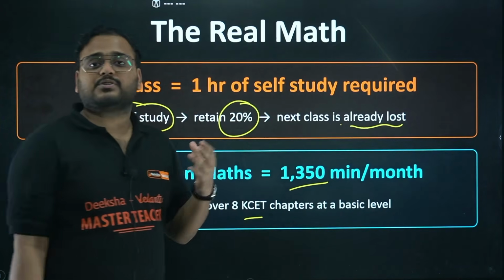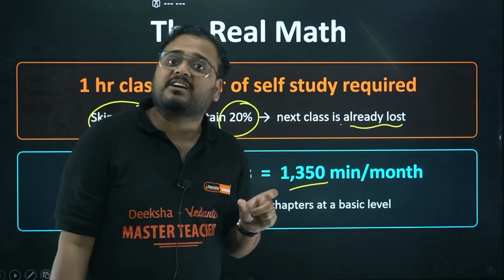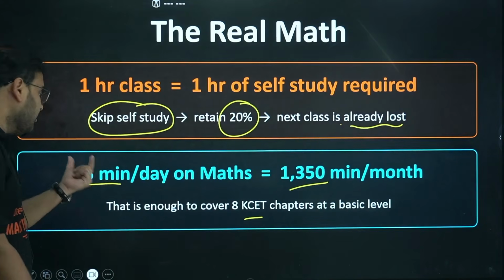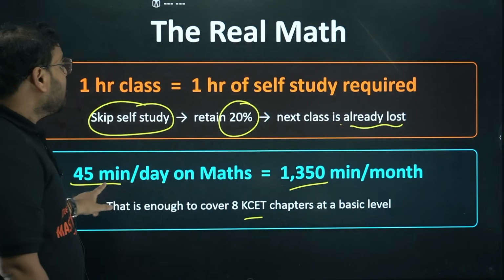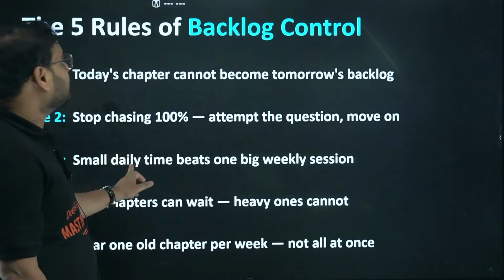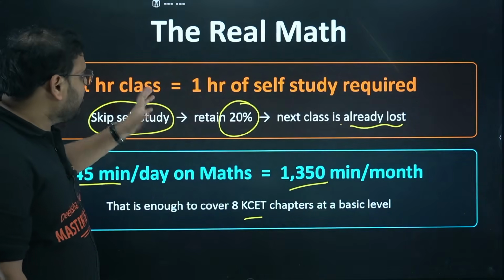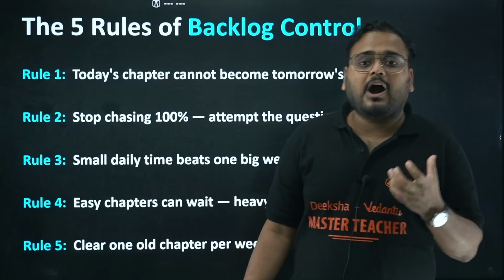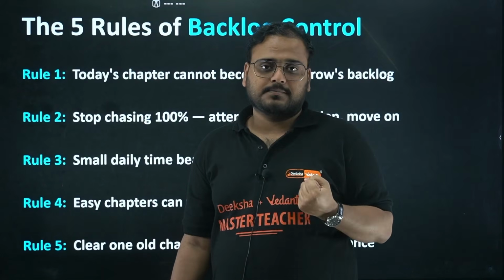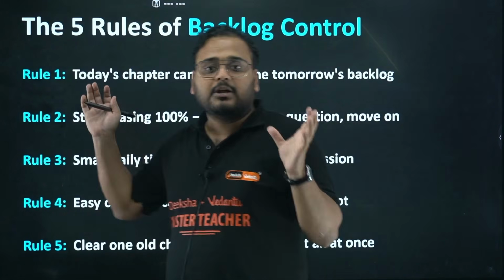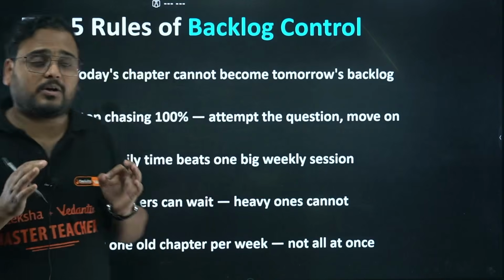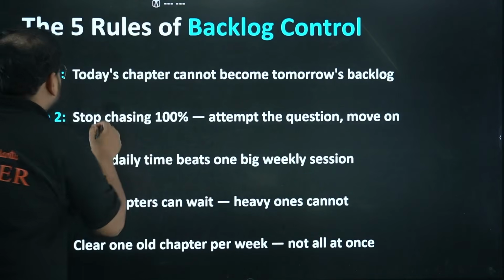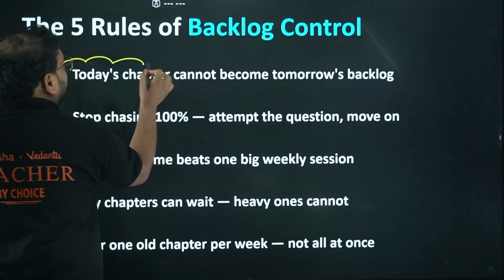Basic chapters, small chapters of PU1 or PU2 can be easily covered in a month if you give 45 minutes a day to cover up the backlog. So this is what happens when you talk about numbers. That's what you can do. Now, how would you control these backlogs? Number one, this is what all of you avoid.